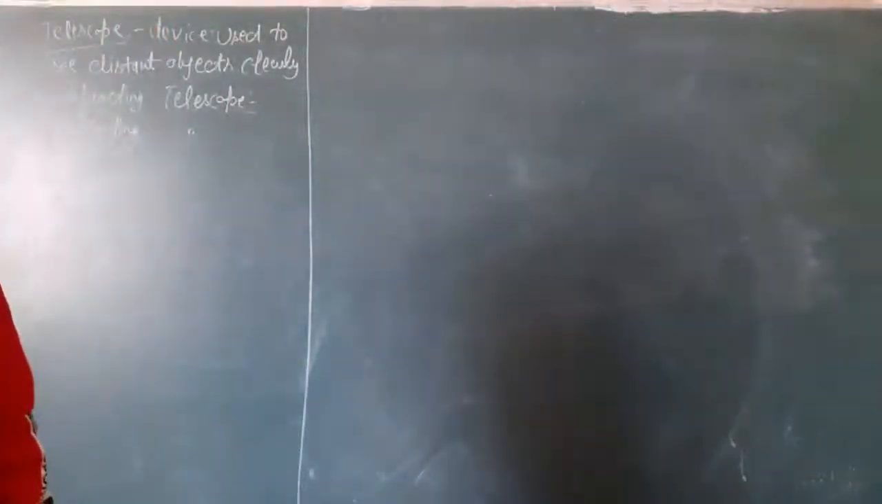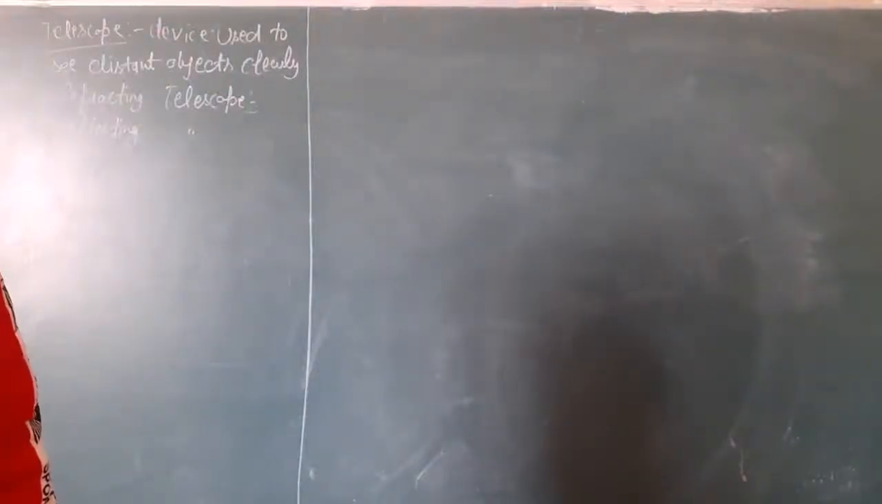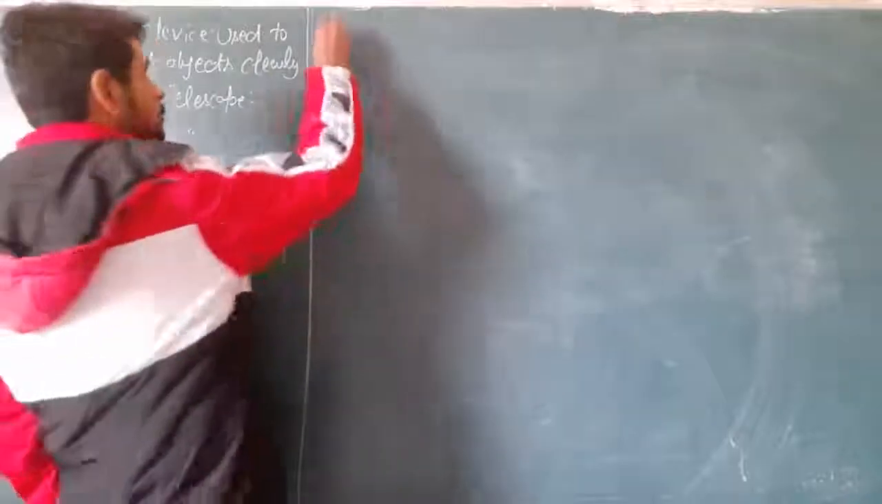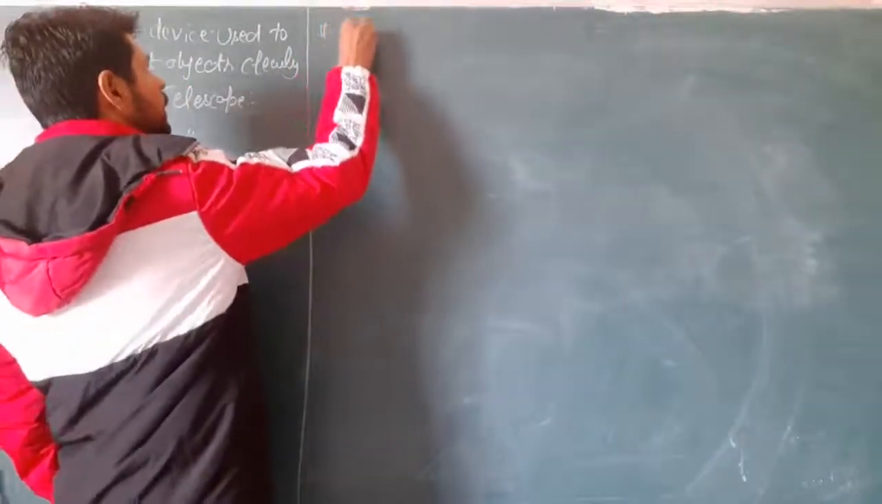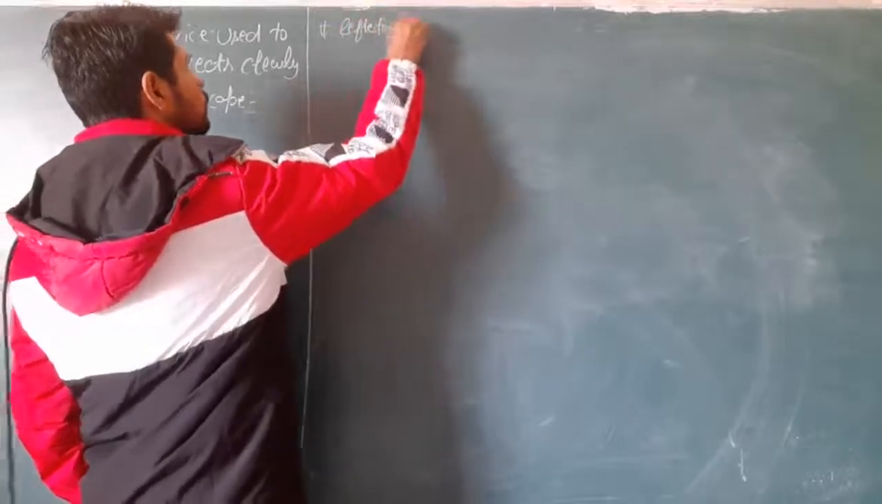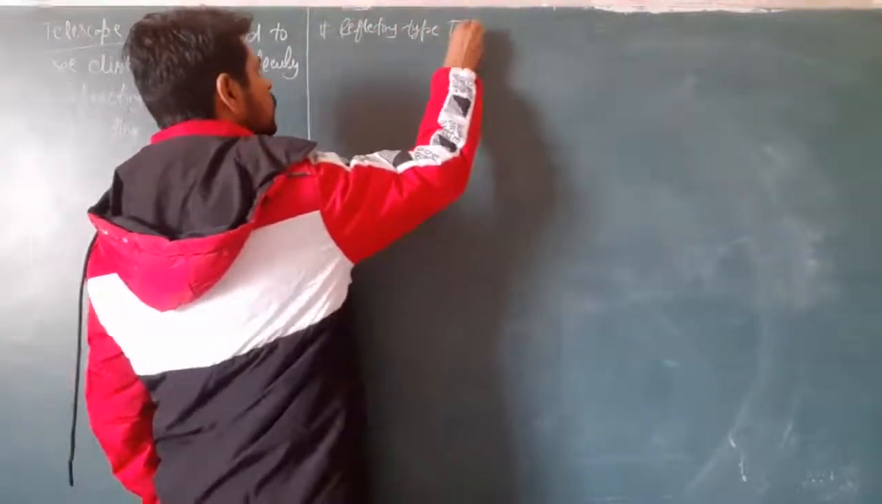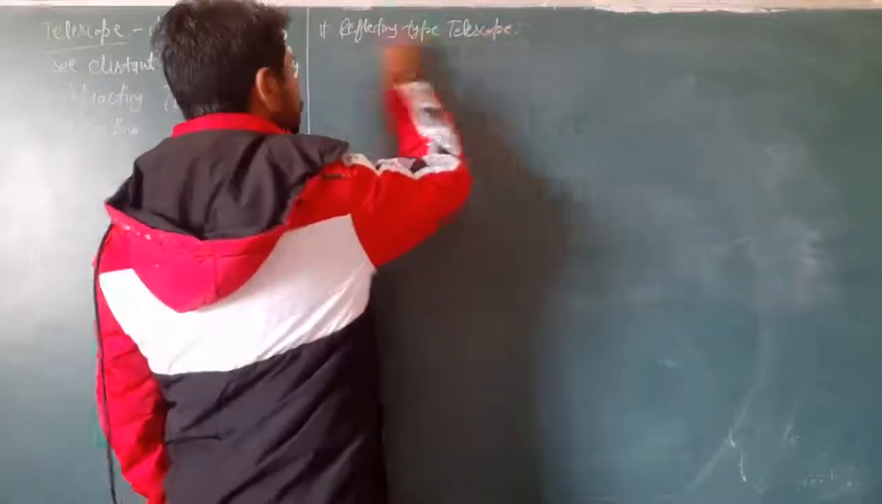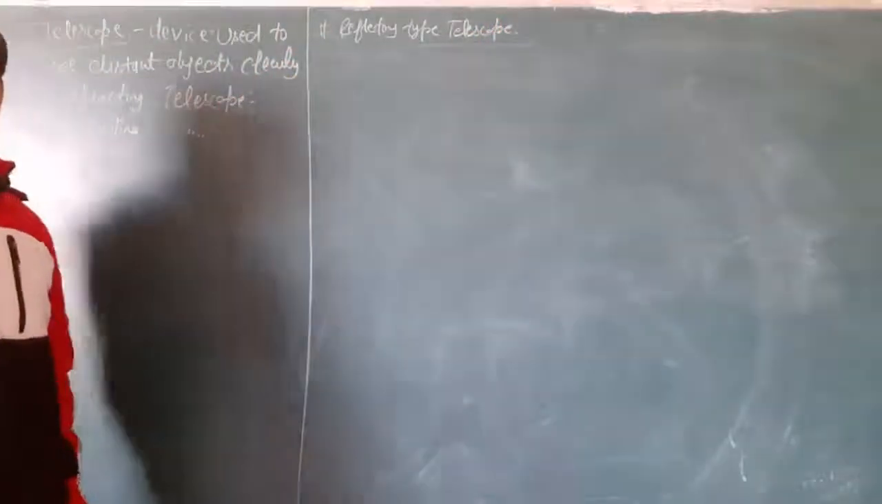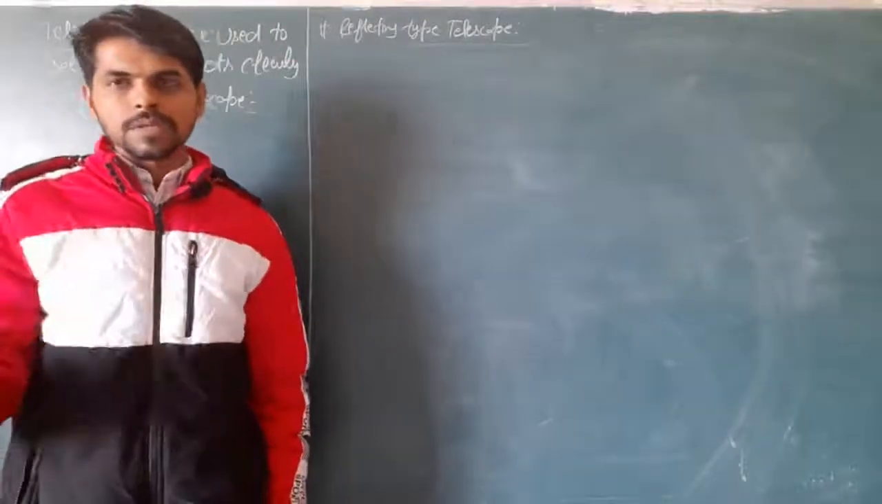So let us discuss reflecting type telescope. A reflecting type telescope has a concave mirror of large aperture as objective instead of a converging lens, fixed at one end of the tube, whose other end is open to allow light from a distant star to enter into the telescope. What happens in the Cassegrainian type telescope? So this is also called reflecting type telescope. As we were discussing, in the refracting type telescope, objective is a lens and eyepiece was also a lens.